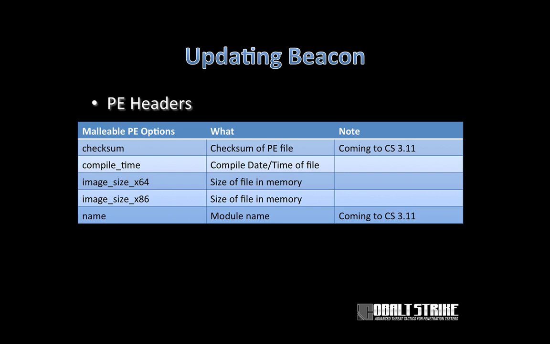Now with Beacon, what are your options to update and match various PE headers? Well, there's a few right now, a few coming, and probably more to come in the future. In Cobalt Strike 3.11, you'll be able to change the module name explicitly. You can change the compile time today. You can change the size of the file in memory. So those are some of the header options that you can actually set.